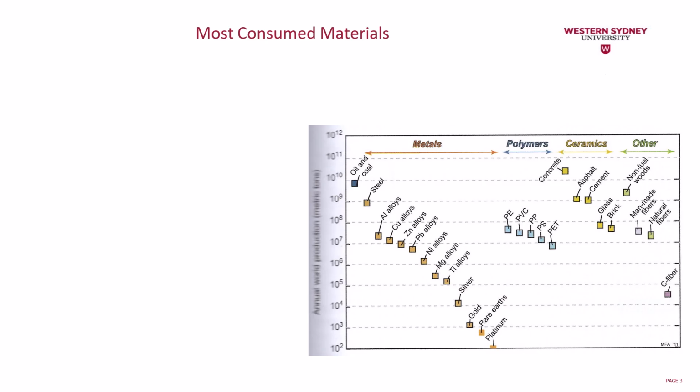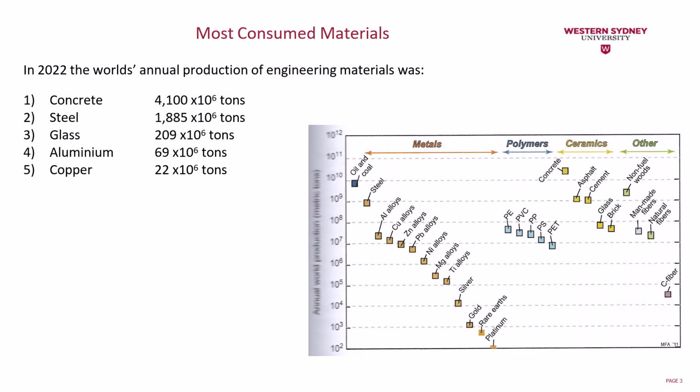So we start first, once again, to review the most consumed materials that we have in general. We said that in 2022, the world's annual production of engineering materials was highest for concrete. And then we had the steel, the glass, aluminum, and the copper. These are the top 5 materials that we have.